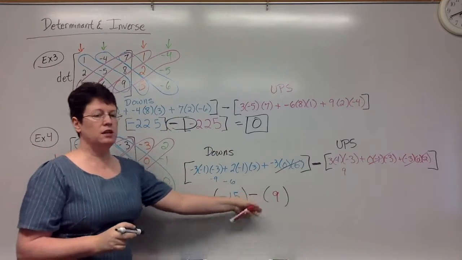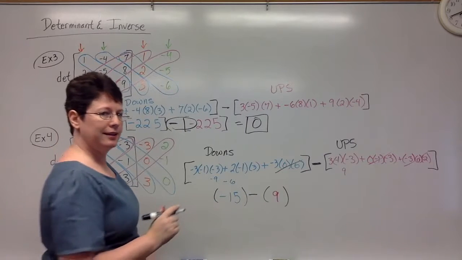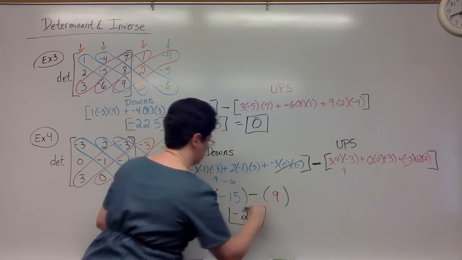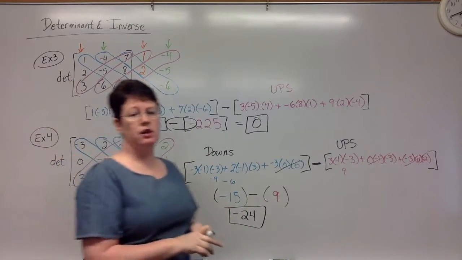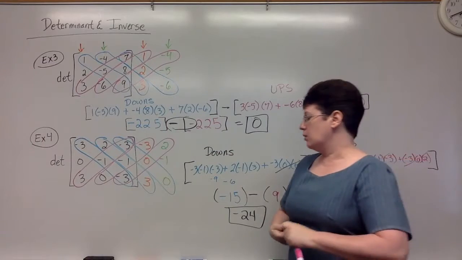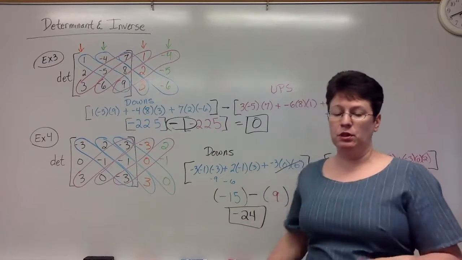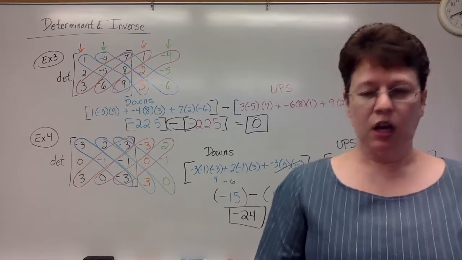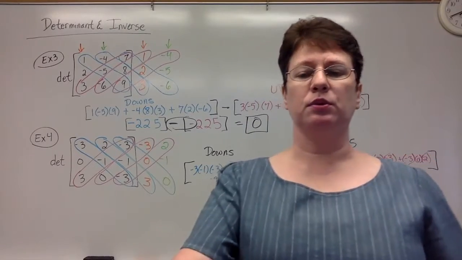Okay, negative 15 minus 9. What is that? Yeah, negative 24. So my determinant for the matrix on example 4 is negative 24. Now, we're going to do some examples where we're going to take our determinants and use that to find our inverses. Don't worry, we're just going to do some simple 2 by 2s.